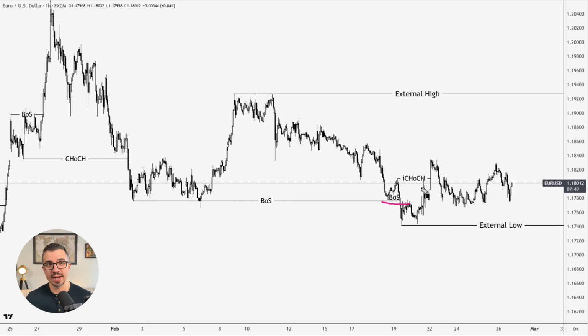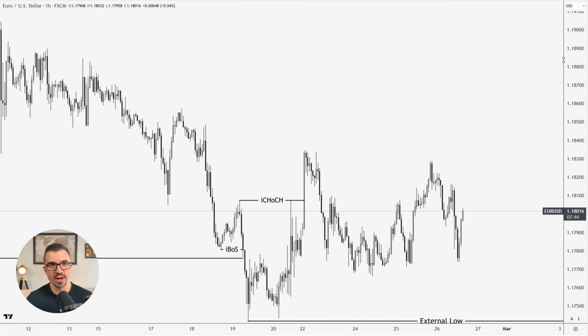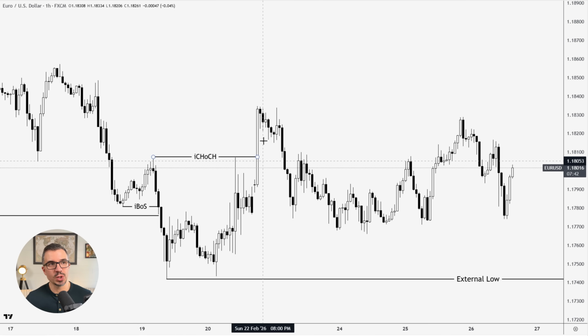Now you can trade this. Like I said before, you can absolutely trade this. It is completely untrue that you can't trade internal price action, but you have to trade this understanding where you are in the chart. You have to trade this understanding that you are in an external downtrend. So that is the point here.